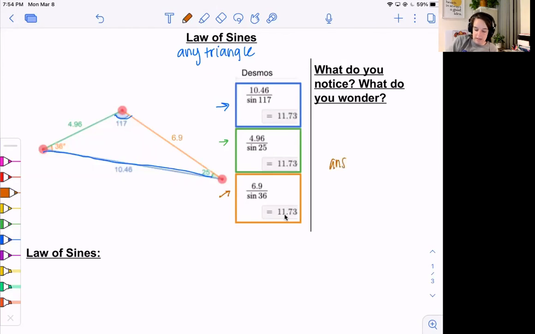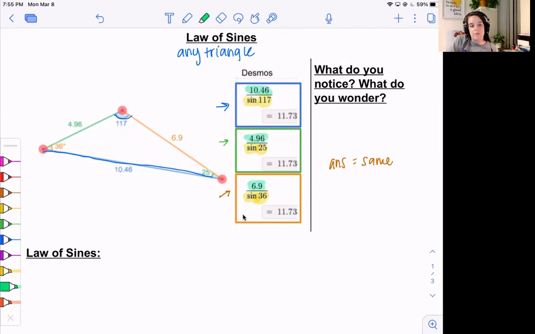Something else I might notice is that the answers are all the same, right? Something I notice is that sine is on the bottom each time, right? And it's with the angles. And then I also have the sides on top, right?